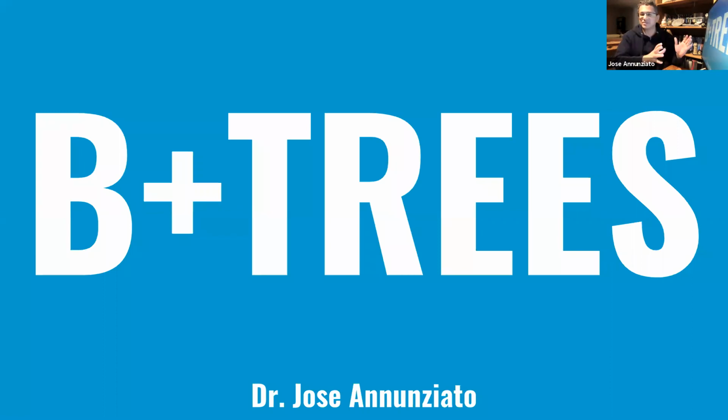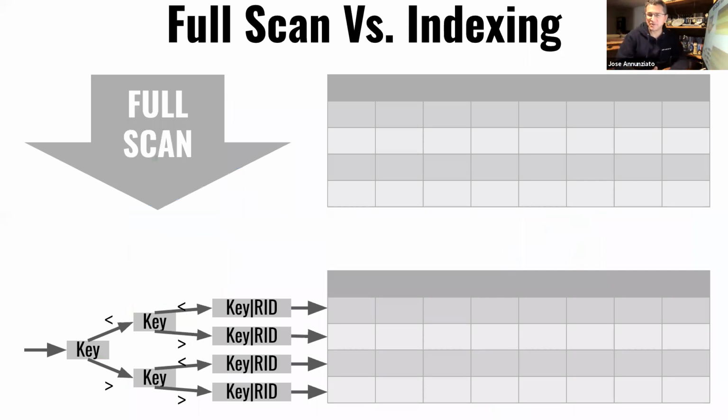Now, B trees. B trees are special trees that the database creates for us so that it can apply binary search. Remember, binary search allowed us to take a search space and, because the data was sorted, with every comparison we made we could throw away half of the search space and focus on the other half.